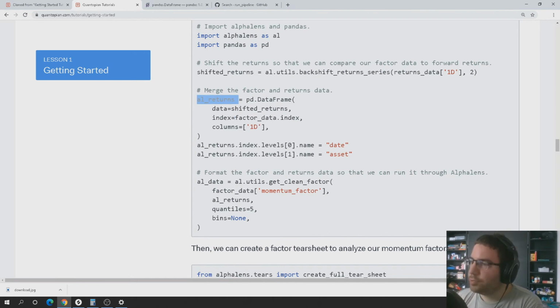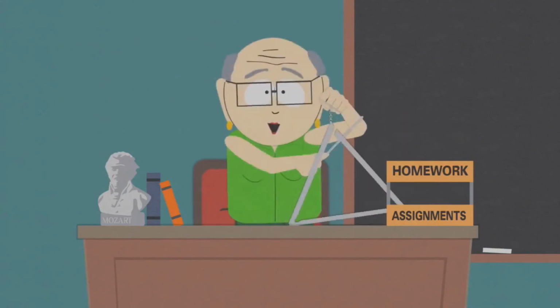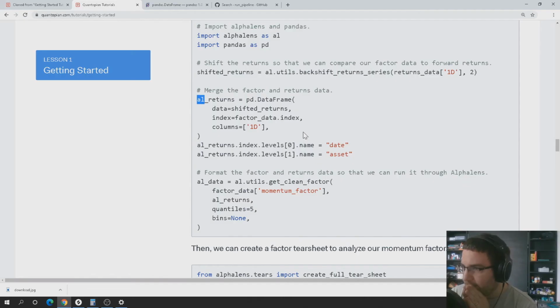We do that. I don't know why it's called AL. What does AL mean? AL returns. What could that possibly mean? Aluminium? Algo? AL returns. ALPHAlens. It's data for ALPHAlens. So ALPHAlens wants data frames. That's probably why we're putting it in a data frame.